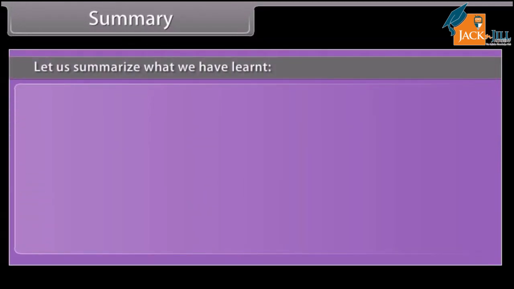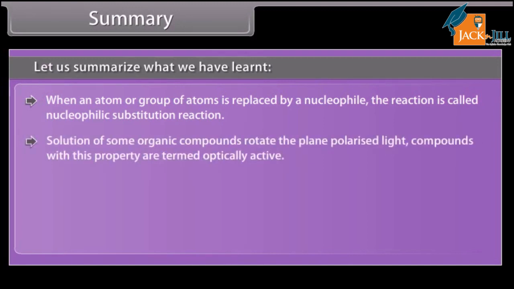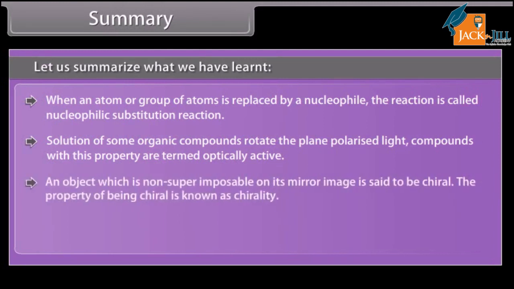Summary. Let us summarize what we have learnt. When an atom or a group of atoms is replaced by a nucleophile, the reaction is called a nucleophilic substitution reaction. Solutions of some organic compounds rotate the plane polarized light, and the compounds with this property are termed optically active. An object which is non-superimposable on its mirror image is said to be chiral.